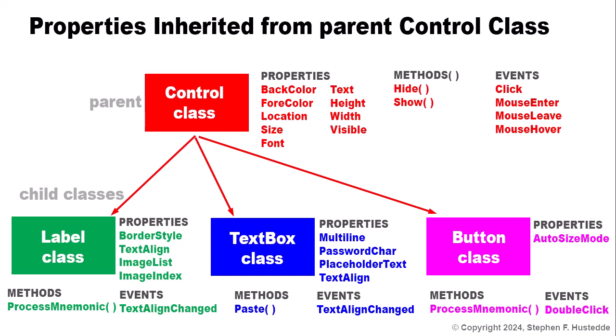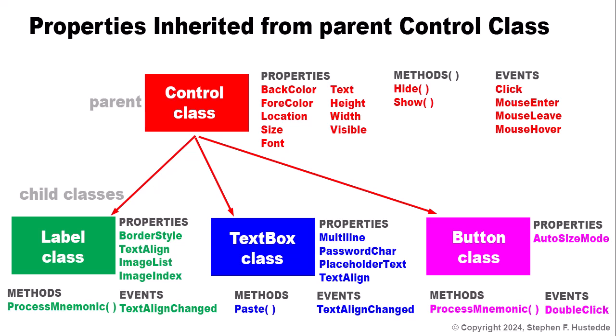Not only does the parent class share the properties, it also shares the methods and events. So in the parent class, we have some methods for hide and show, and we can hide and show labels, text boxes, and buttons because they contain those methods. They've inherited those methods. Same with events. They all have a click event because the control class has a click event, or a mouse enter, or mouse leave, or mouse hover, and a whole bunch of others.